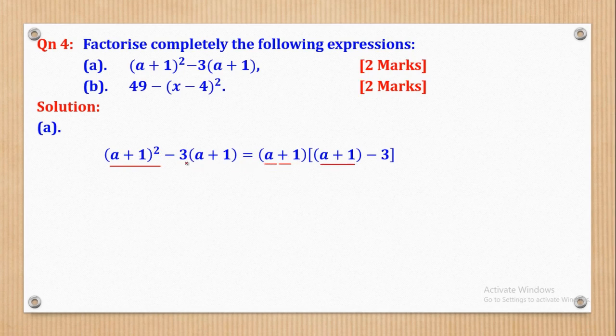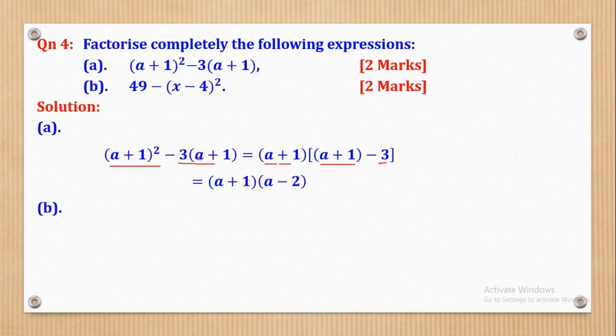Then for this term, if I say the whole of this divided by a plus 1, I remain with negative 3, which is that. Now after that, we shall open inside the box bracket to come up. So a plus 1 minus 3, I remain with a minus 2. So in the end, I'll come up with a plus 1 in brackets multiplied by a minus 2 in brackets. So basically, that's how they factorize this expression.